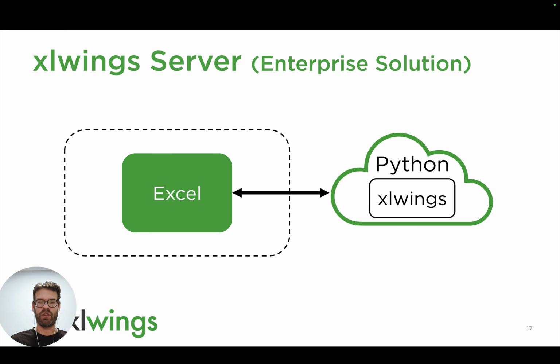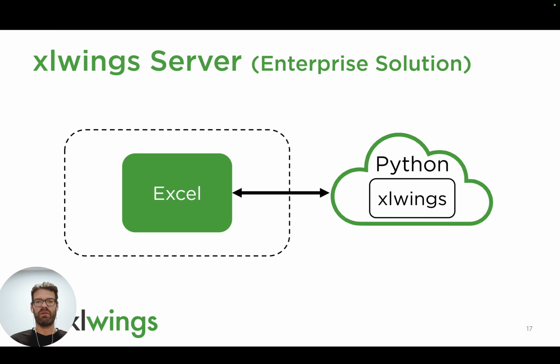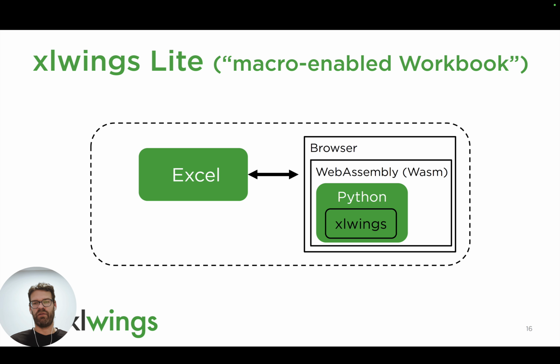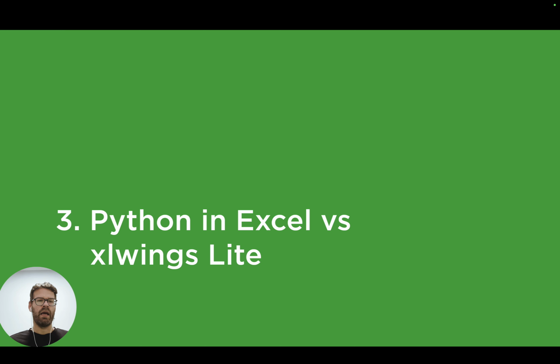The open source version requires a full Python installation on every end user's machine, whereas these two versions either use Python directly in the browser, so the end user doesn't need to do anything, or you manage it on a dedicated server that you self-host, and the end user also does not have to manage the Python installation. All right. So much for the introduction of what xlwings is at a high level.